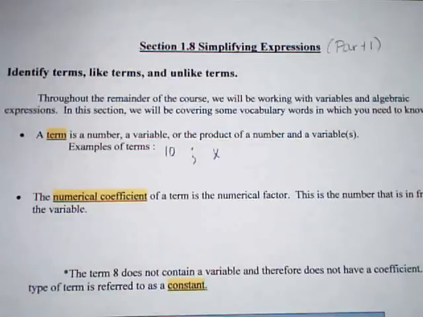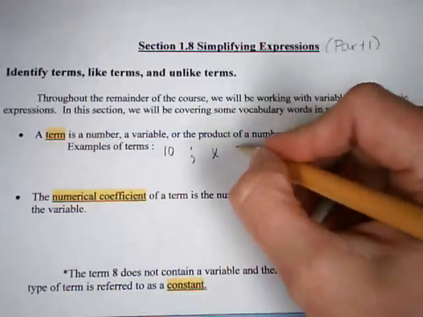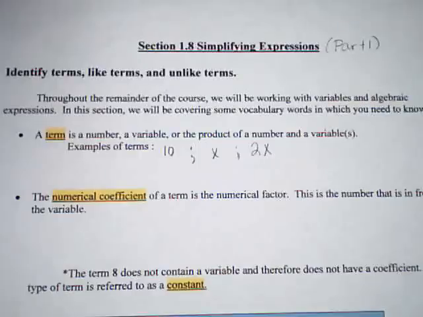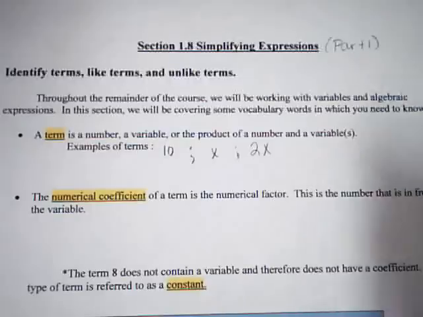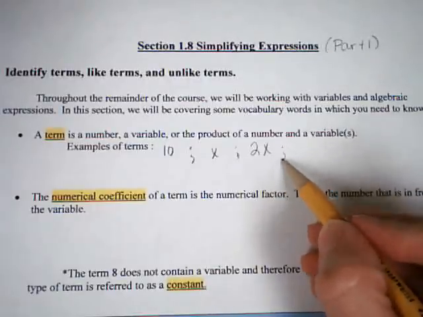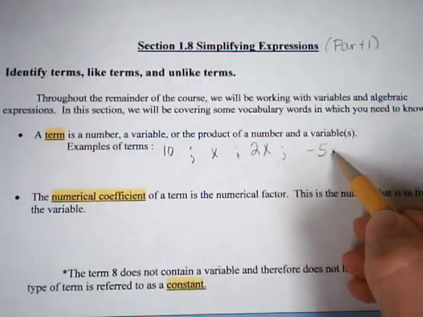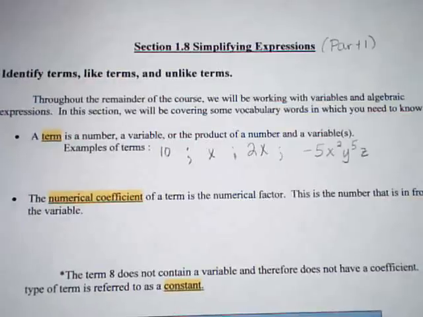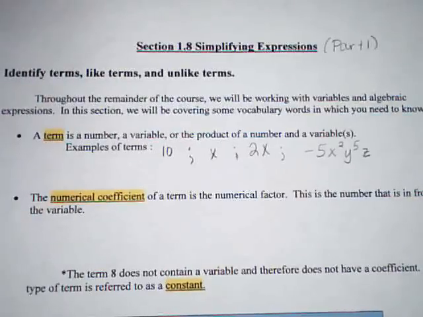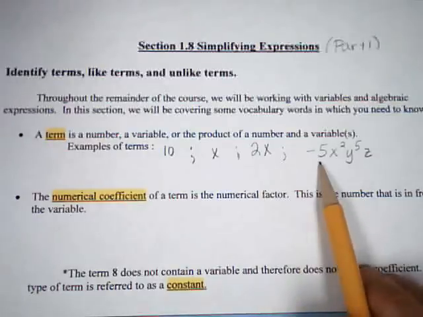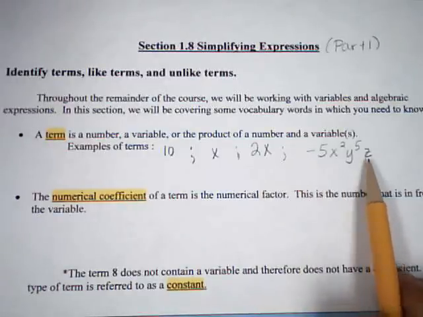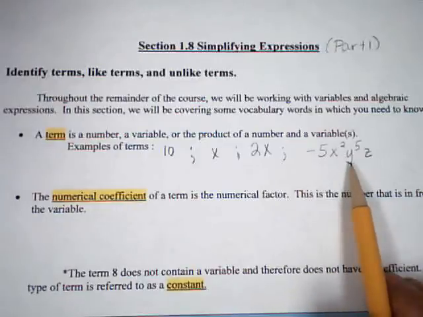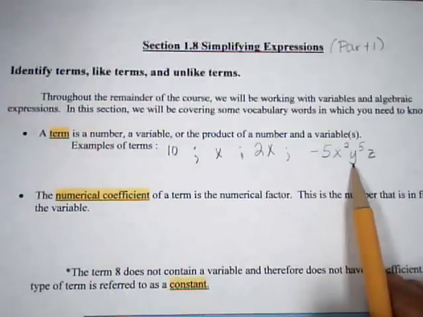So it could be something like 2 times x. Okay, that would be considered to be a term because it's a product of a number with a variable. It doesn't have to have just one variable though. We could have something like -5, x squared, y to the 5th, z. All of that is considered to be one term because it's a product of a number with variables. You don't see an addition sign or a subtraction sign separating any of these. So as long as that's the case, then you have a term.